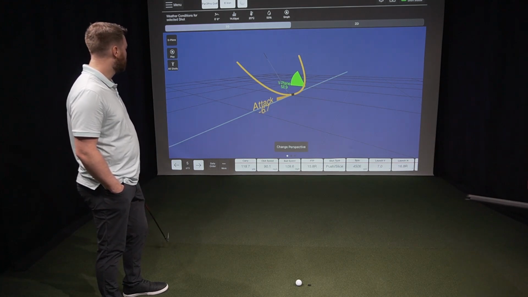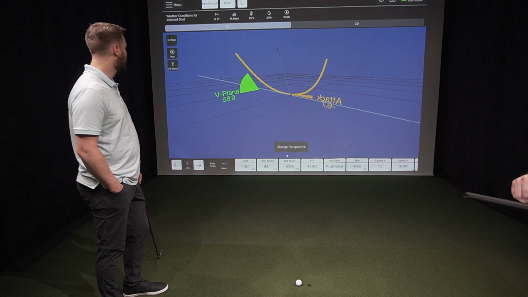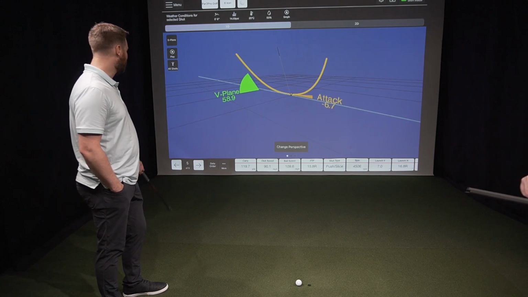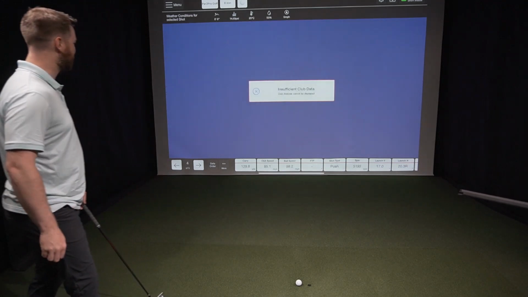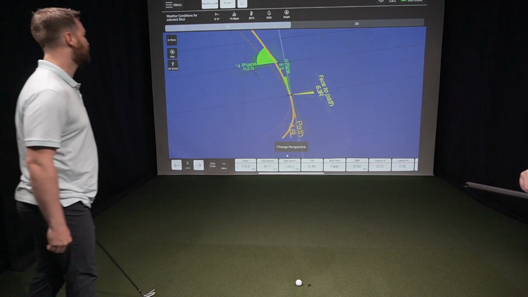So the attack negative 6.7, vertical plane 58.9. Just humor me. Can we go back a couple shots and use more realistic numbers? There we go.